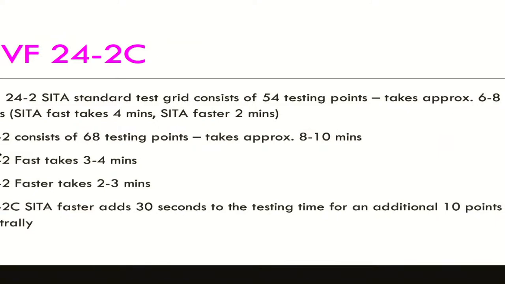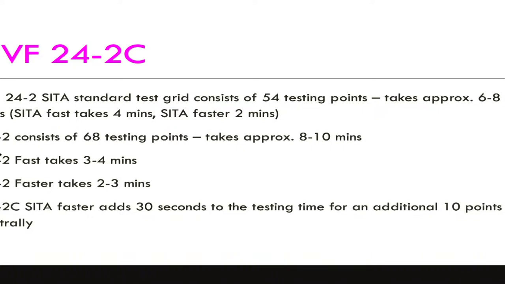Now, in Humphrey Field Analyzer 3, you have another algorithm. This is called 24-2C. This is SITA faster, not just fast, but faster. When you do a SITA, you can take up to 8 to 10 minutes. 10-2 also takes 8 to 10 minutes. So if you need both in both eyes, you can imagine a patient is sitting in front of a field analyzer for almost an hour. 24-2 takes 3 to 4 minutes. 24-2 faster takes 2 to 3 minutes.